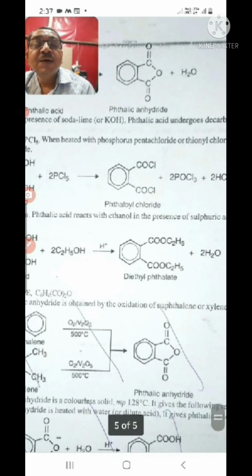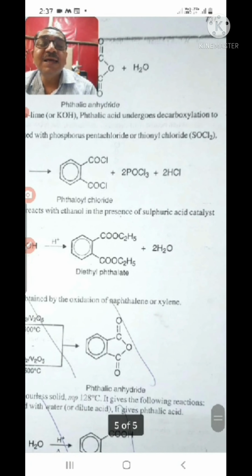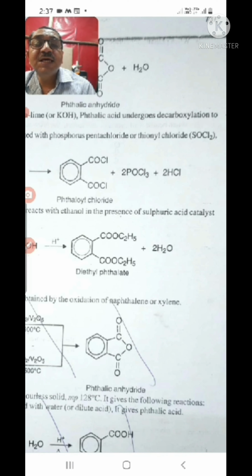ethanol, we get diethyl phthalate, that is the COOC2H5 group, that is diethyl part is introduced. Or we can say, when we consider COOH group as a functional group, then hydrogen is replaced by ethyl group and 2 hydrogens of carboxylic acids are replaced by 2 ethyl groups.